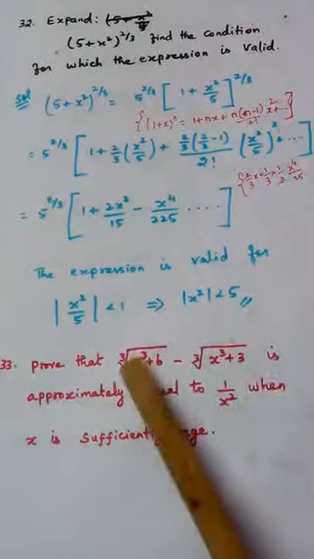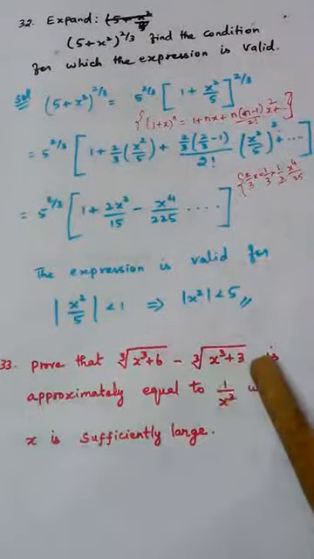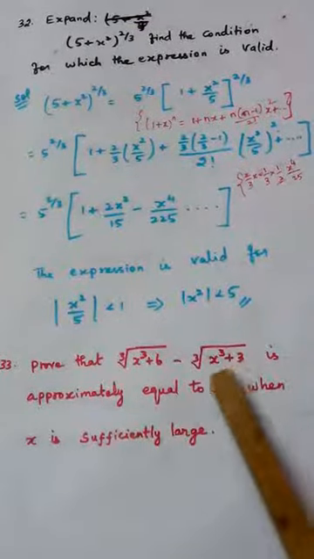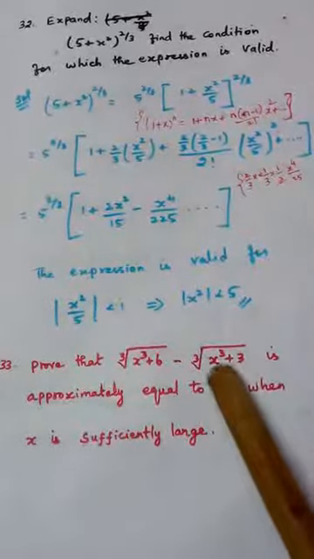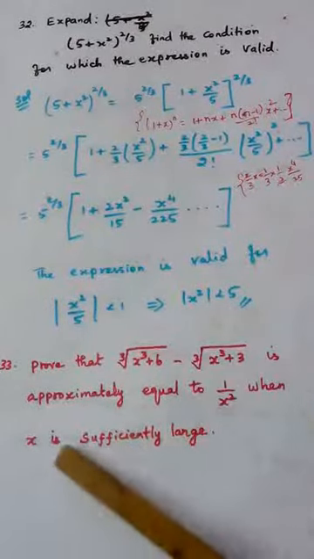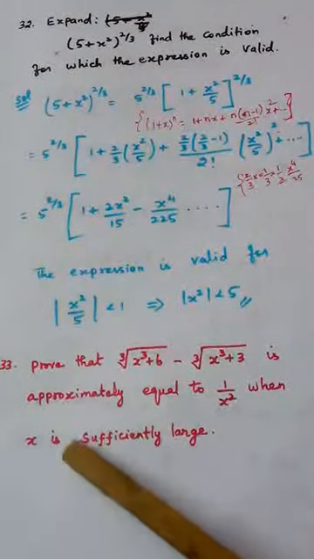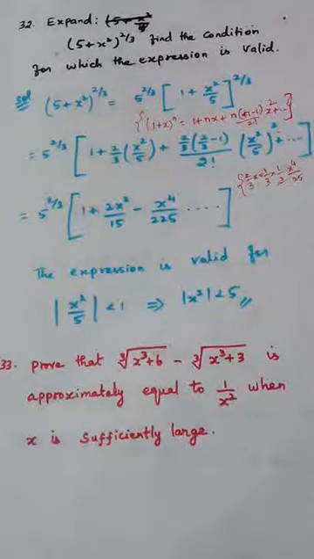How to read this? Cube root of x cube plus 6, cube root of x cube plus 3. When we subtract this, the answer is approximately equal to 1 by x square. That is what we need to prove. The important condition given is when x is sufficiently large. When x is very big, you prove this result. That is the question. We will see the answer now.